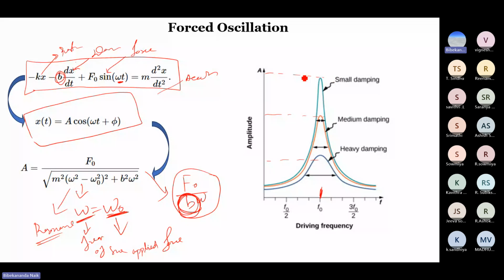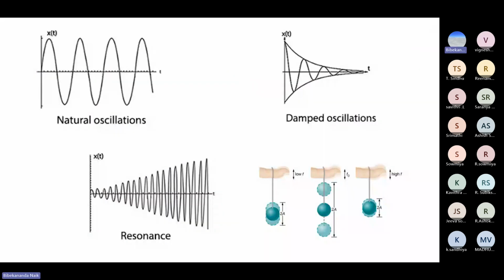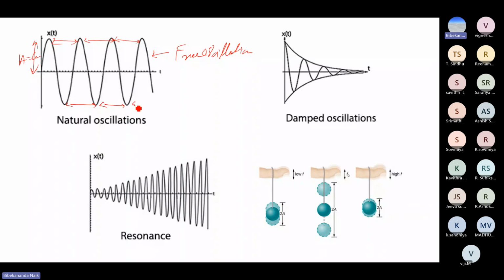If we compare different graphs corresponding to different types of oscillations, this is the natural oscillation. This natural oscillation is otherwise called free oscillation, because we discussed that in case of free oscillation the amplitude remains the same, it is constant, and also the time period, that is the interval between two maxima or two minima, is the same. So the time period is constant and the amplitude is constant. So this is the example of free oscillation.